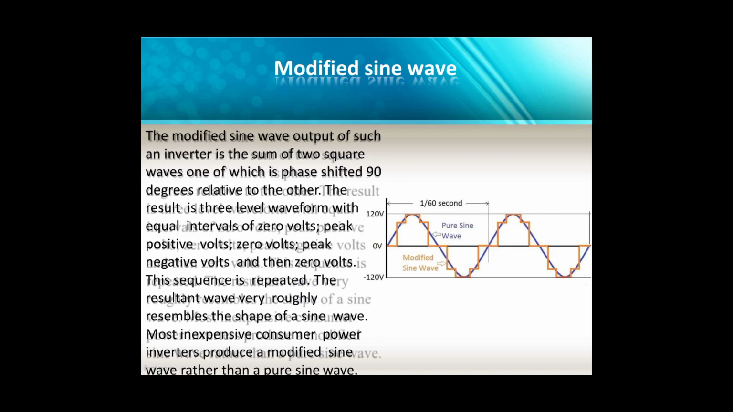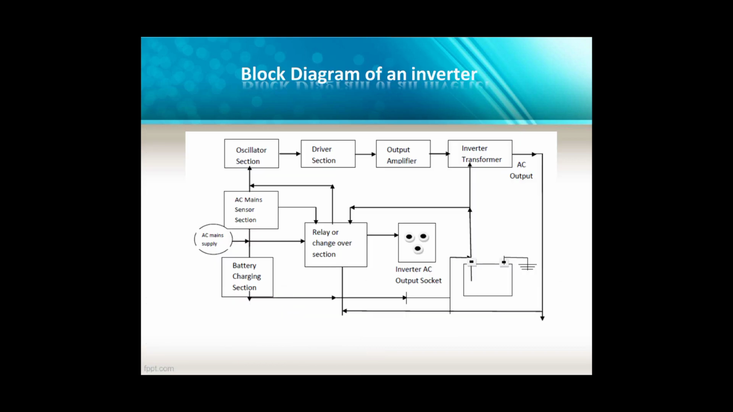Modified sine wave inverter. It is a combination of two square waves with a 19-degree phase difference, which varies from 0 to positive peak, positive peak to 0, 0 to negative peak, and negative peak to 0. Block diagram of inverter. This is a schematic diagram which shows how a wave is converted from DC to AC, and AC to DC. Batteries.